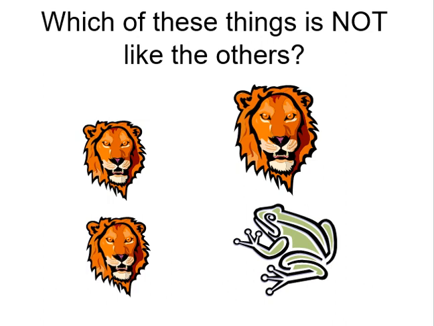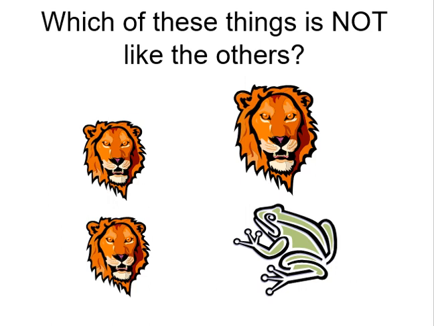Now consider this image. Can you find any difference among the pictures given in the image? The first picture is a picture of a lion, which is in a small size, and the second picture is also of a lion, which is somewhat bigger compared to the first one, and then the third picture is also of a lion, and then the final picture is of a frog. So among these pictures, frog is a different one. Other pictures are same, but they have some similarities between them.